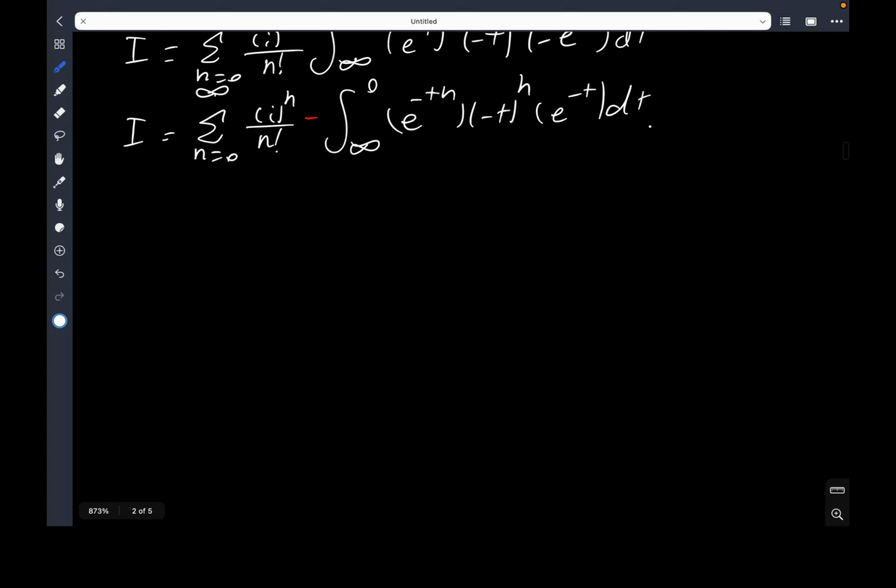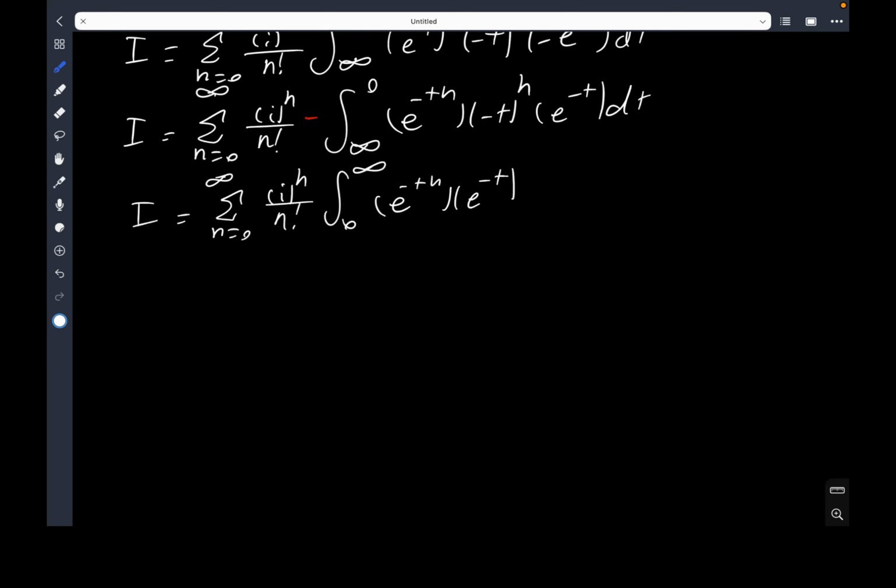Because I wanted to show that we can actually change the bounds of this integral if we multiply it by negative 1. Thus, I equals this now from n equals 0 to infinity of i to the n over n factorial, the integral from 0 to infinity of e to the negative tn, e to the negative t, negative t to the n dt.